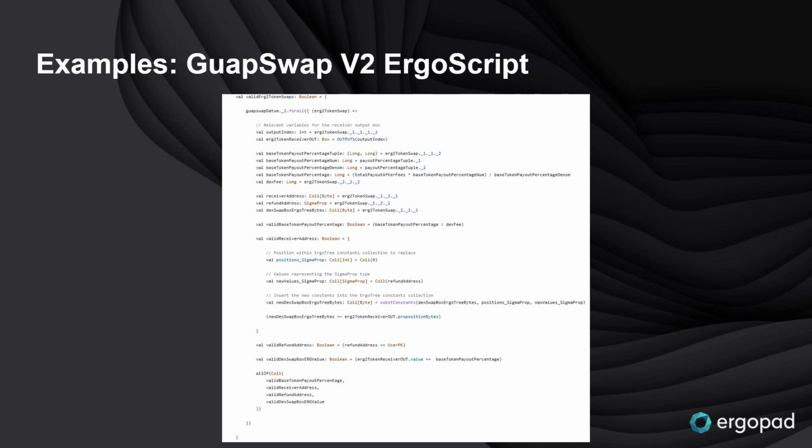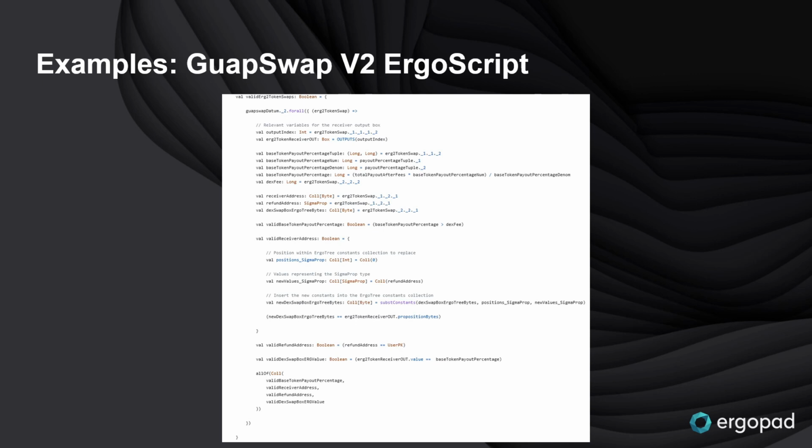So this is just a section of the Erg to Token GuapSwap Ergo script contract. Here we have the GuapSwap datum. This just has information about the particular swap the user wants to do. In this case, it'll be all information relevant to Erg to Token swaps.